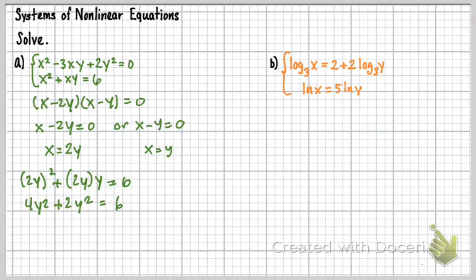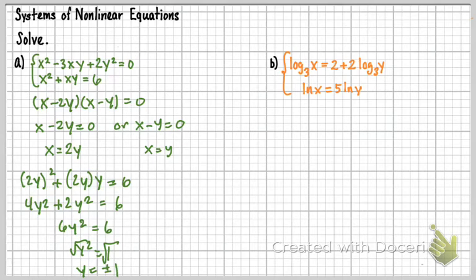And the 4 and the 2 I can add because they're like terms. So that's going to be 6y squared equals 6, divided by 6. y squared equals 1. And now I'm going to square root both sides, and that's going to be y equals plus or minus 1.